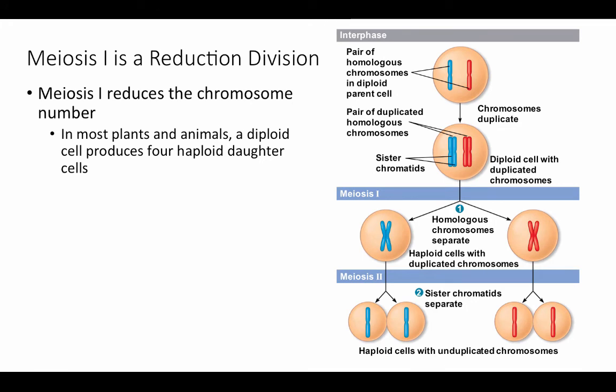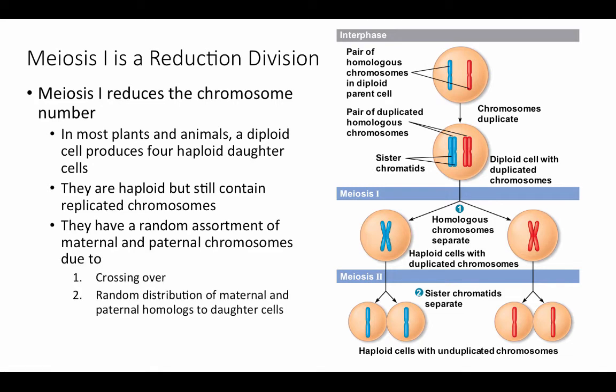So let's just recap some of the important features of that process. Remember, meiosis 1 is a reduction division. It's at this point that we go from diploid to haploid, reducing the chromosome number to the haploid number. In most plants and animals, a diploid cell produces 4 haploid daughter cells. But for meiosis 1, we're basically going to 2 haploid daughter cells, each of which contain a pair of sister chromatids for each chromosome. So remember, they're haploid, but they still retain these replicated chromosomes. So in order to get 1 copy in each of 4 daughter cells, they need to divide again.